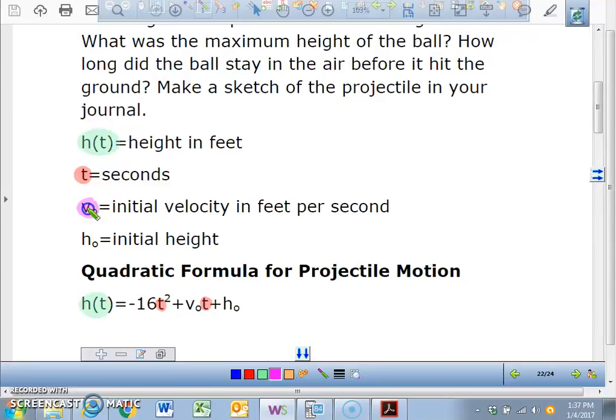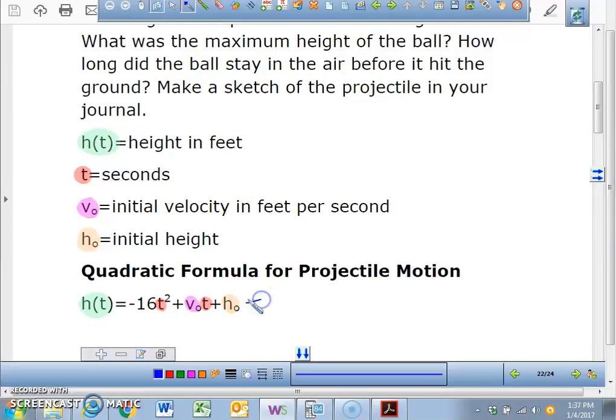V with a subscript of O represents the initial velocity in feet per second. We're going to find the feet per second, plug it in there. And the easiest one that we have is this H subscript O, which is the initial height. And we already know that. What's the initial height going to be? What's the initial launch? 7 feet. So this right here, that's going to be 7 feet right here.